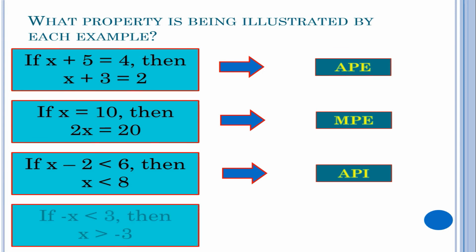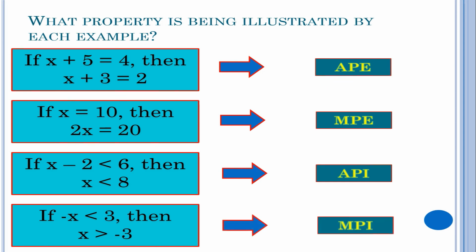How about the last example? If negative x is less than 3, then x is greater than negative 3. Yes, so the property used is the multiplication property of inequality. So we multiplied both sides of the inequality by negative 1 to have x is greater than negative 3.